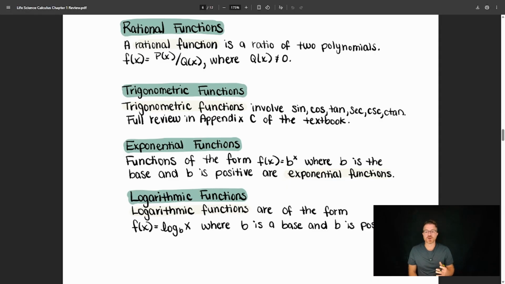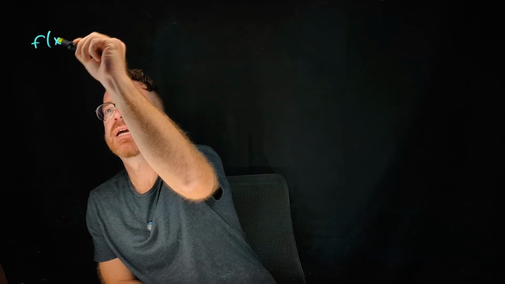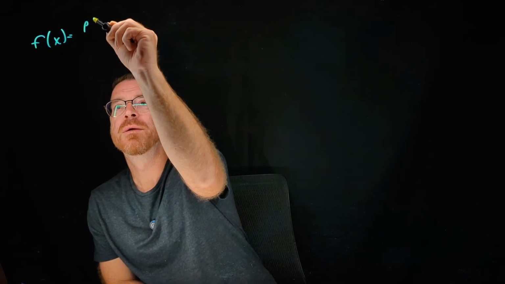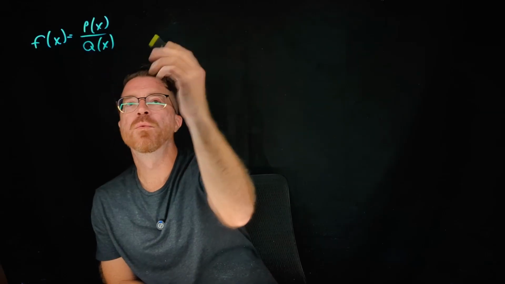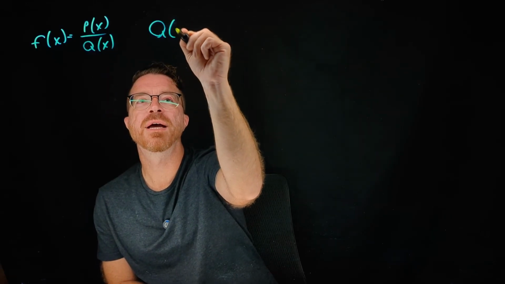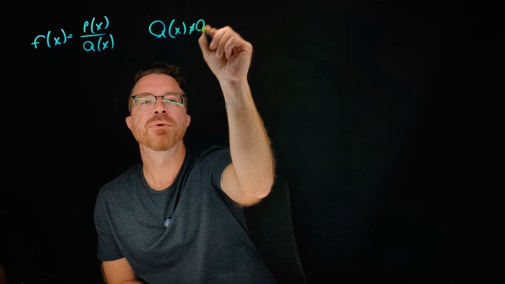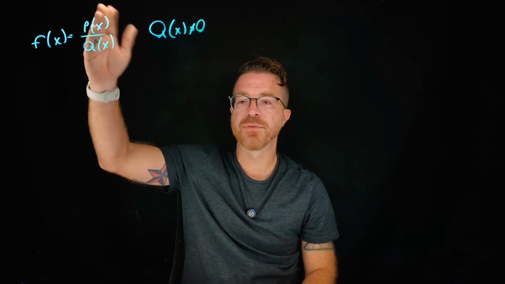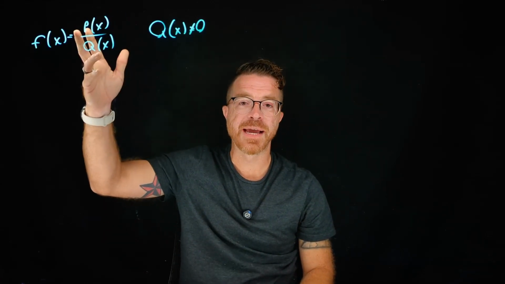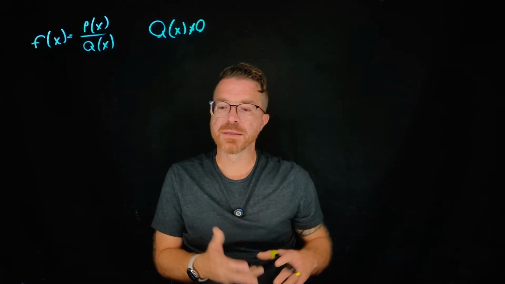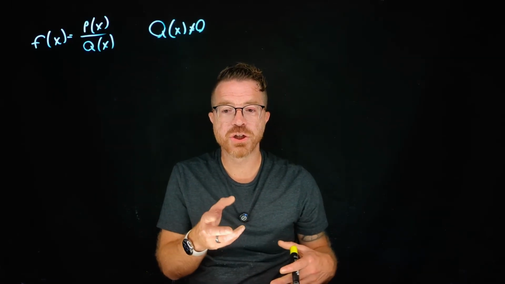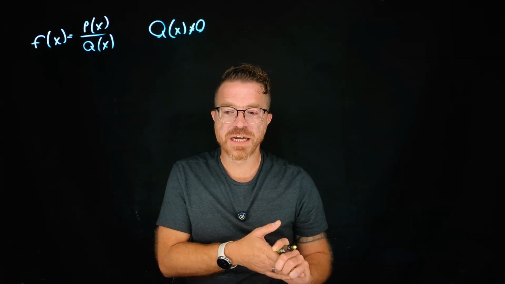Next, we have rational functions. So a rational function is just a ratio of two polynomials. So that is, say, something like f of x is equal to p of x over q of x, where in this case, q of x cannot be equal to 0, because in that case, you would have 0 in the denominator of a fraction and doesn't really work out. We have our trigonometric functions, which would be things like sine, cosine, tangent, secant, cosecant, cotangent.